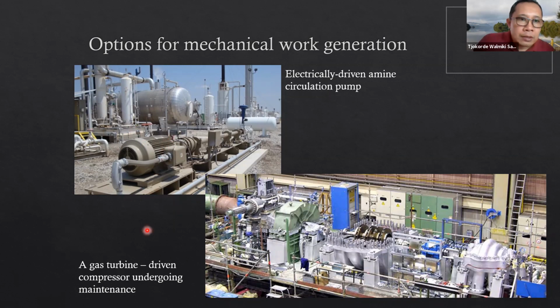Okay, let's see. This one is a gas turbine. This is a gas turbine driven compressor that is undergoing maintenance. Now, what I want to show you guys here, first of all, is the gas turbine itself, which is from here to there. And this is the green colored equipment here. This is the compressor. This is the gas compressor that is being driven by the gas turbine. And this gas turbine is undergoing maintenance.